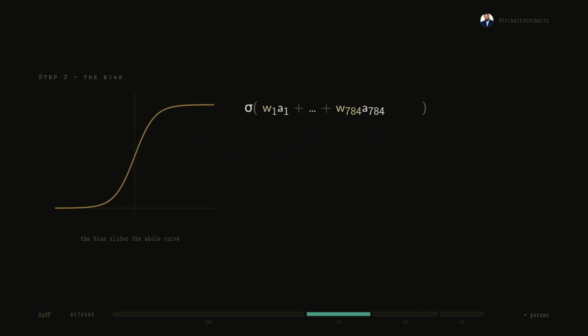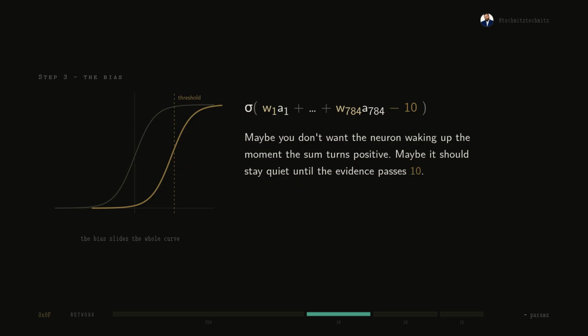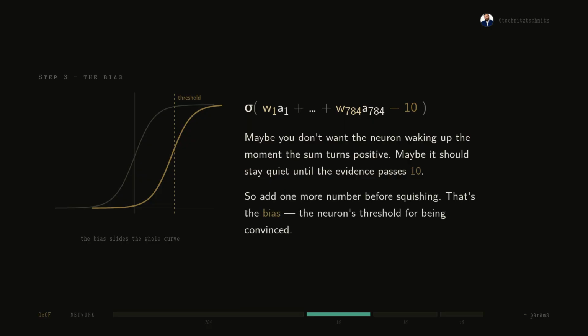One more knob. Maybe you don't want this neuron waking up the instant the sum creeps above 0. Maybe it should stay quiet until the evidence really piles up, past 10, say. So you subtract 10 before squishing, which slides the entire curve to the right. That extra number is called the bias, and it sets how hard the neuron is to convince. Weights say what pattern to look for. Bias says how much of it you need to see.